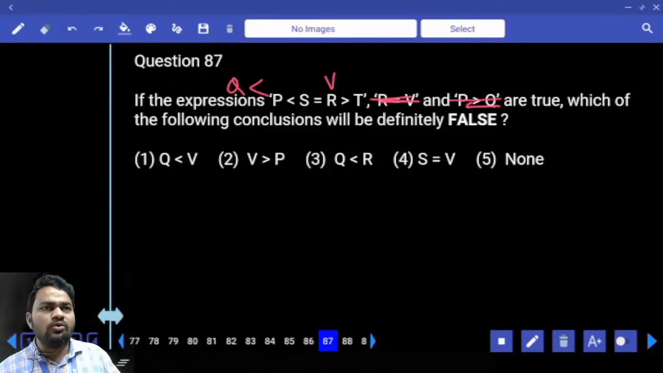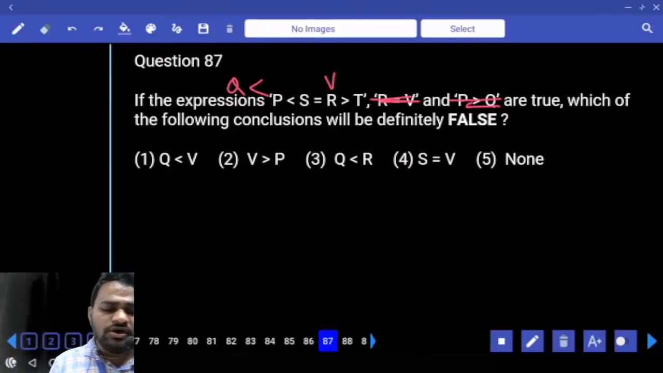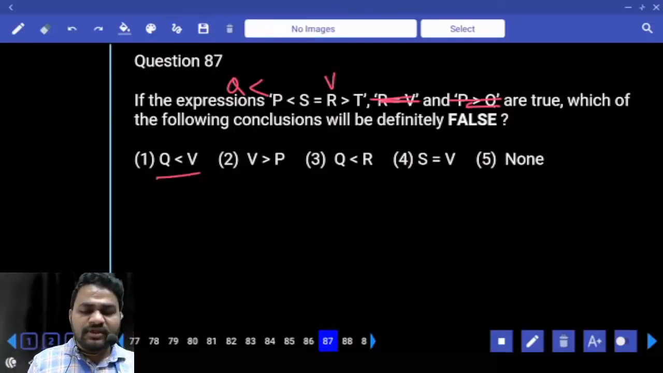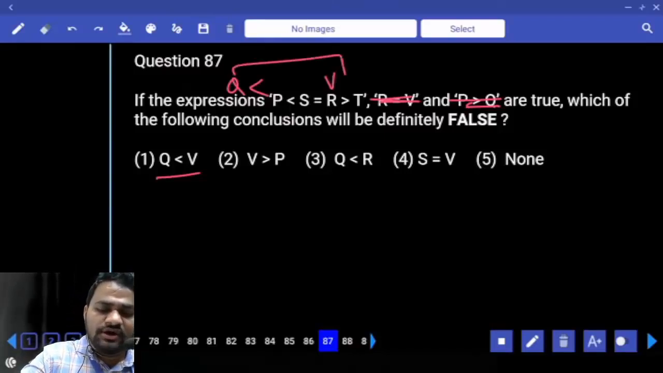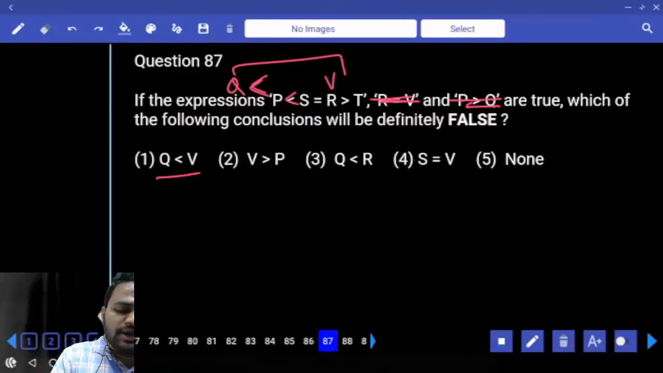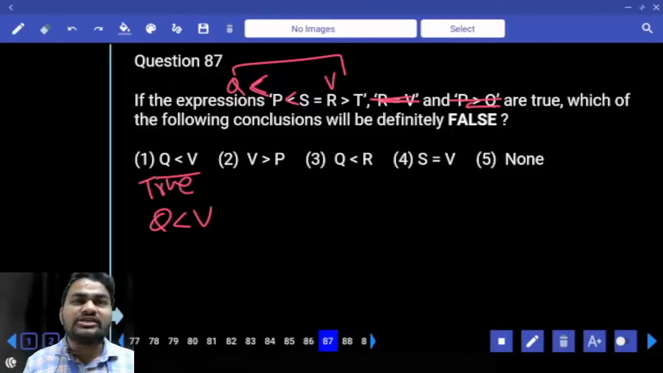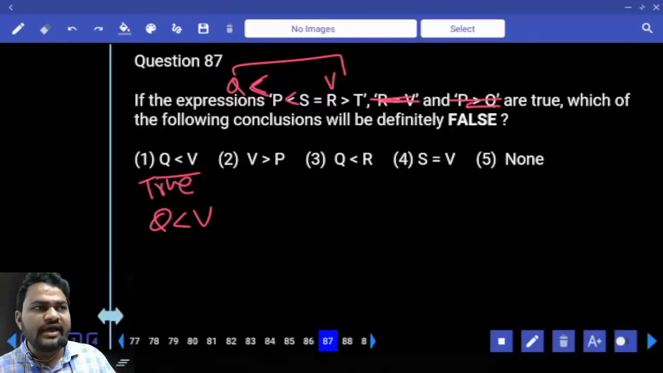Now we need to check which of the following options is false. It is Q less than V. From Q to V also less than. That means from the statement you are getting Q less than V. The same is given in the conclusion. I can conclude it as true. But they are asking about false.